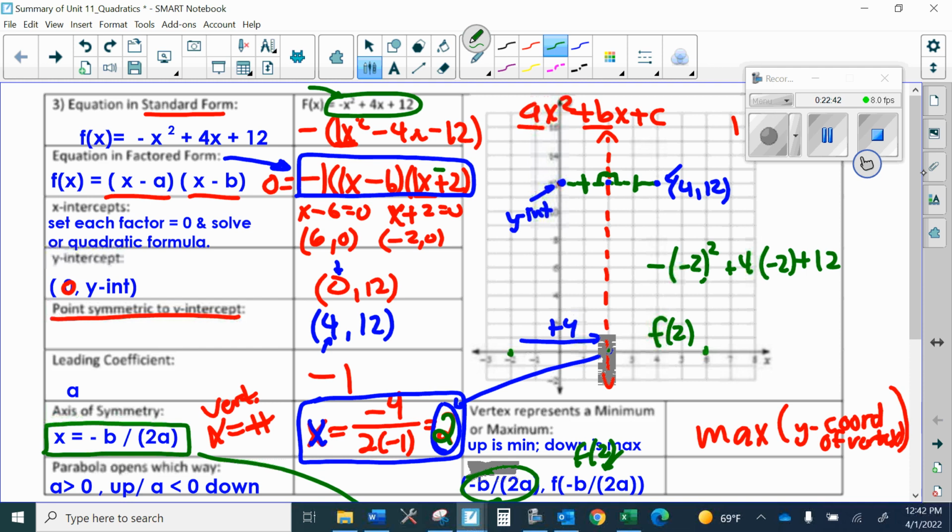PEMDAS, order of operations, exponents come first. So negative 2 times negative 2 is 4. But now I have that negative 1 out front times 4 is negative 4. 4 times negative 2 is negative 8. And then plus 12.